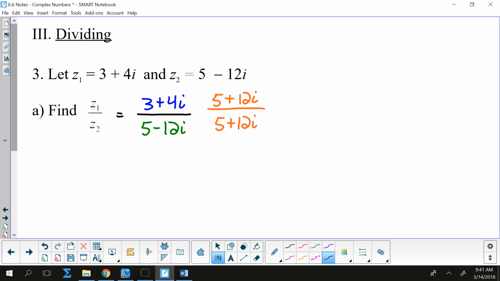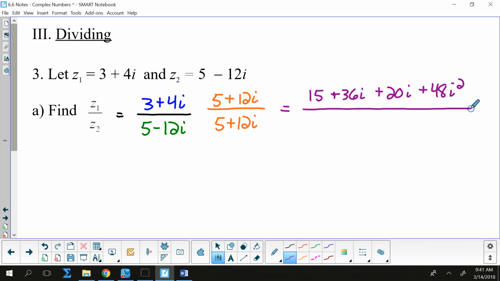Okay? So my numerator now becomes 15 plus 36i plus 20i plus 48i squared. Do we agree with that?